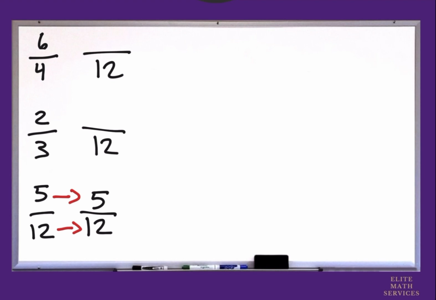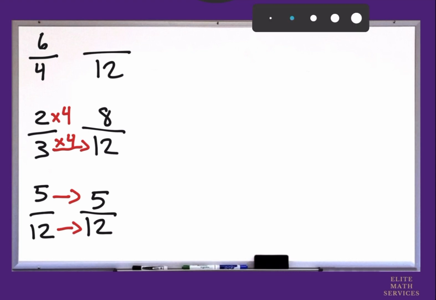Now, our next fraction. Denominator was 3, and we changed it to 12. We have to figure out, how do we get from 3 to 12? Well, we multiply by 4. So whatever you do to the bottom, you must do to the top. So we must multiply our 2 in the numerator by 4, which will give us 8 for our new numerator.